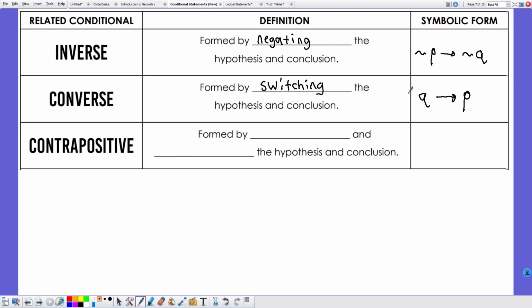And then finally, we have the contrapositive, which is basically a combination of the inverse and the converse together. The contrapositive is formed by negating and switching the hypothesis and the conclusion. So we're going to negate P and Q and then swap the positions. So we get not Q implies not P.